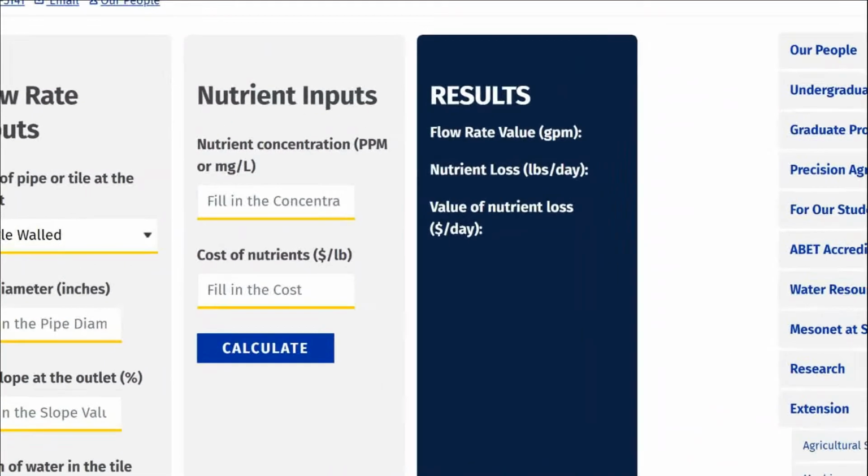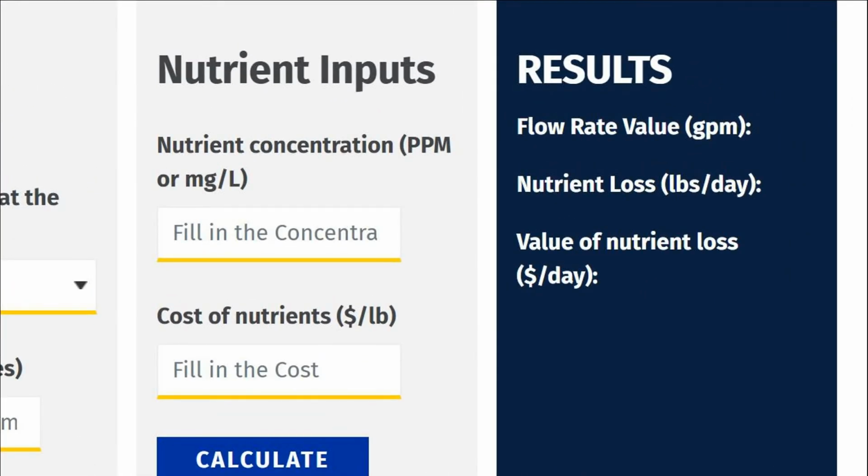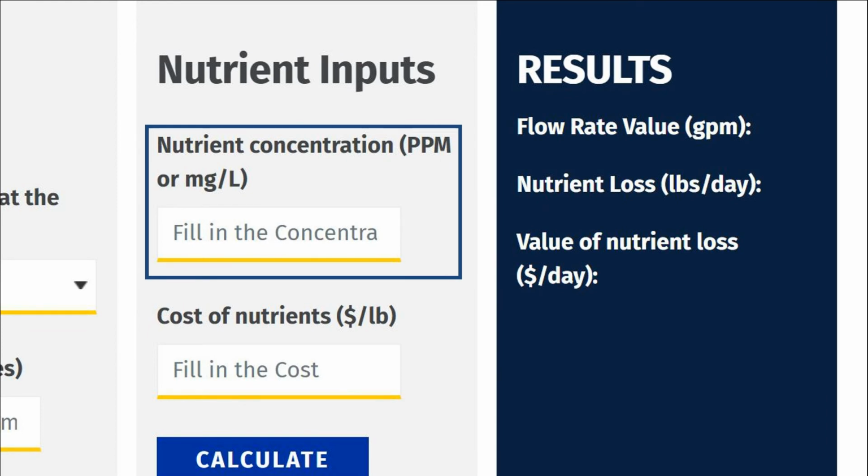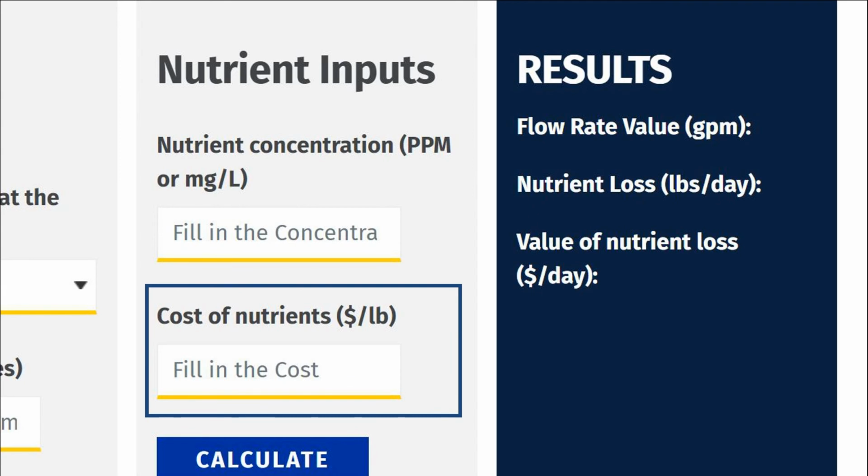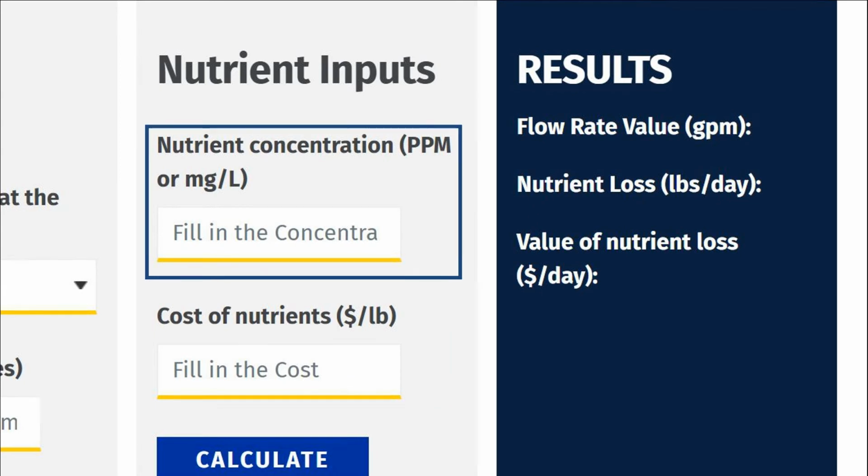The nutrient concentration inputs you will need are nutrient concentration, which is in parts per million or milligrams per liter, and cost of nutrients, which is in dollar per pound. Concentration can range from 5 parts per million to 30 parts per million or higher.